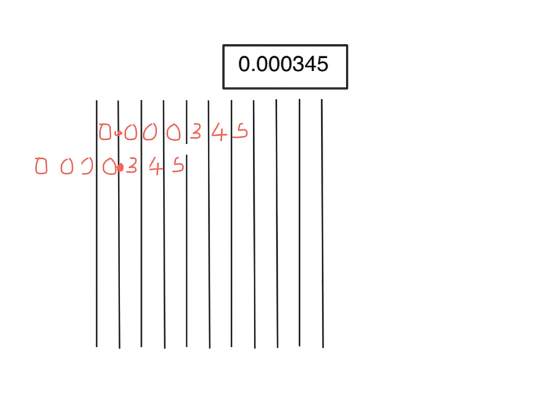So 0.345, nope, that's not between 1 and 10. 3.45, yes, that's between 1 and 10. So 3.45 is going to stay there. I can get rid of the zeros that are before it now. There we go. Okay, so we've got 3.45, so now I know my answer is 3.45 times 10 to the power of something.